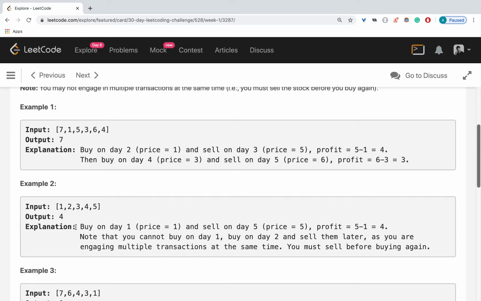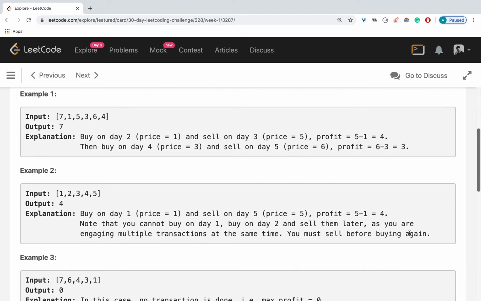You can see here, if I buy on day 1 and sell on day 5, I will have the maximum profit of 4 rupees. So unless and until I sell something, I won't be able to buy again. You must sell before buying again.